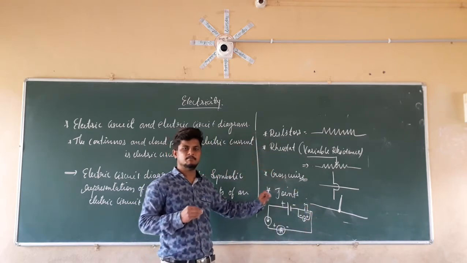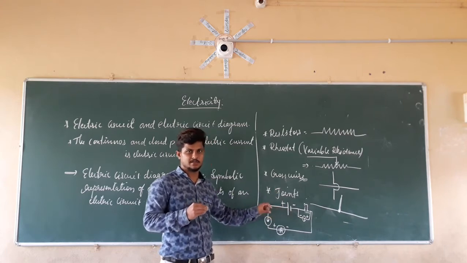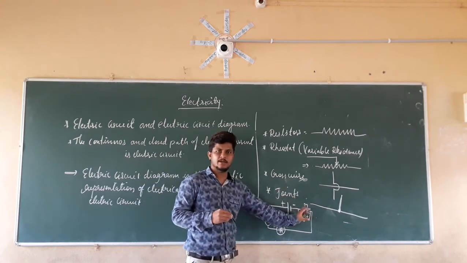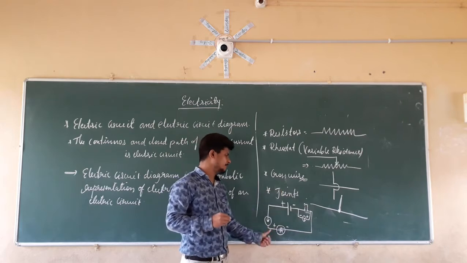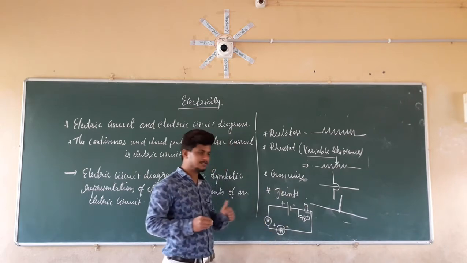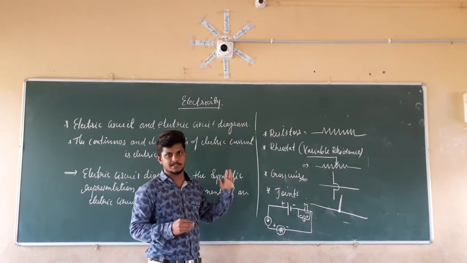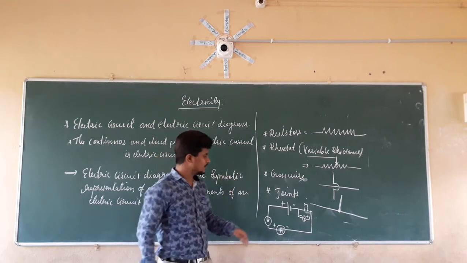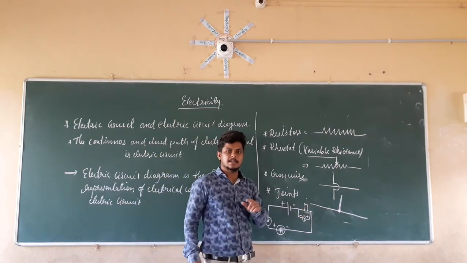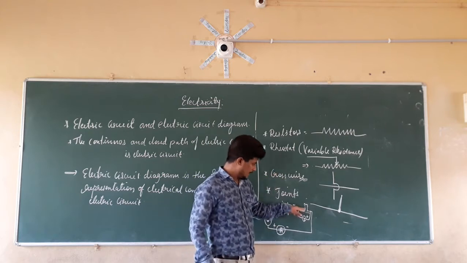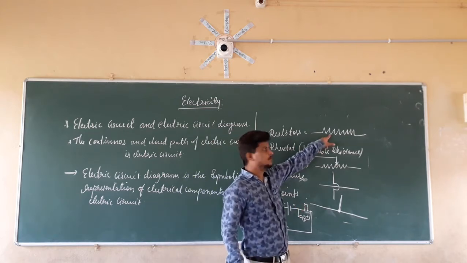So this is the simple electric circuit diagram for the connection of the bulb with the battery along with ammeter as well as voltmeter across the switch. So this is the general diagram. Now if you remove the bulb and take the resistor there, you can show the resistor like this. You can show the bulb like this also.